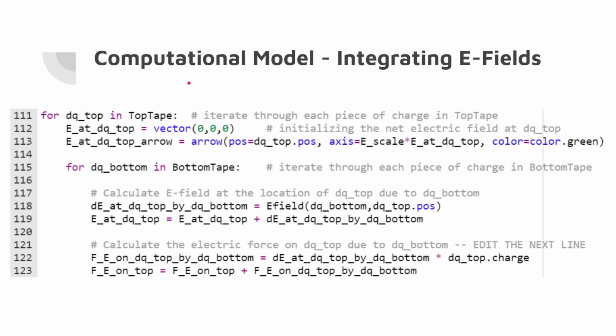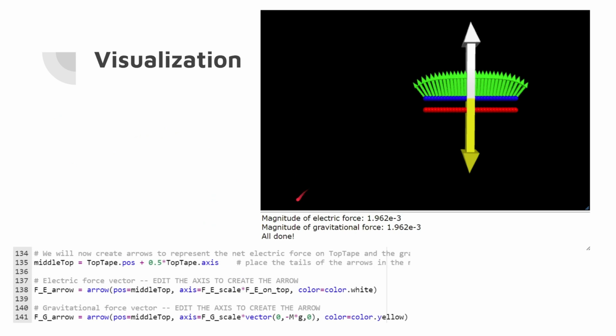As we see here, we split up the held tape into little dQs and find the dEs for every single little point and integrate that to find the total force from the held tape onto the suspended tape. You see our visualization here. The magnitudes are the same, and the electric force arrow here, gravitational force on this line of blue charges. We have our little green electric field arrows, and then the held tape line charge.